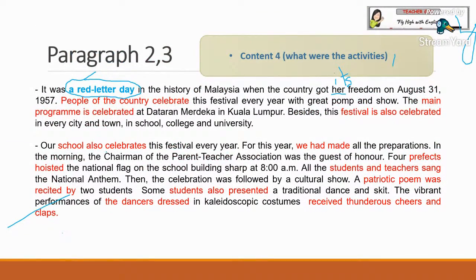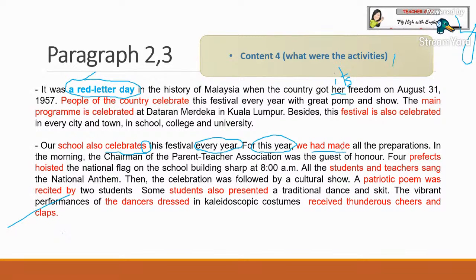What's the difference? Teacher, why suddenly celebrates with the S? Our school celebrates because this is present tense for every year. Okay, it's not past time because this is something that you do every year. So you can say, our school also celebrates, present tense. Okay, but when you say for this year, you can use the past tense or past participle. We have made all the preparation.